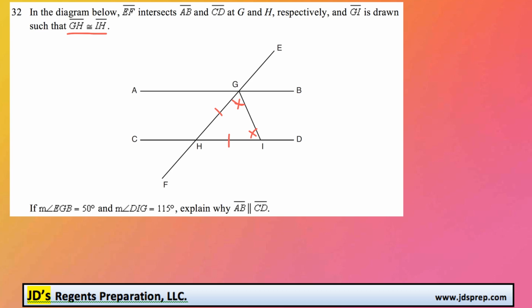We are also told that angle EGB is 50 degrees, so that's this one over here, and angle DIG is 115 degrees, this one here.